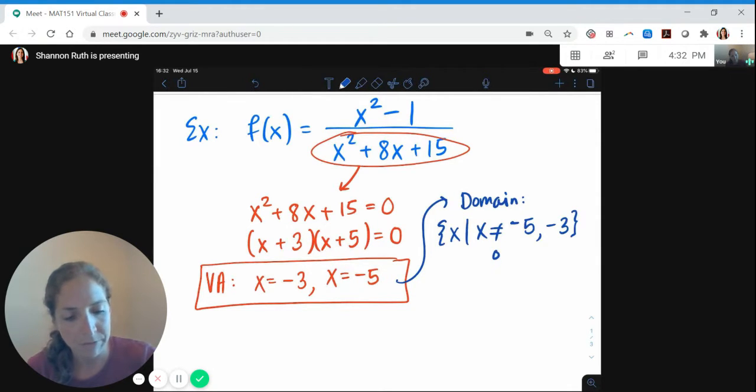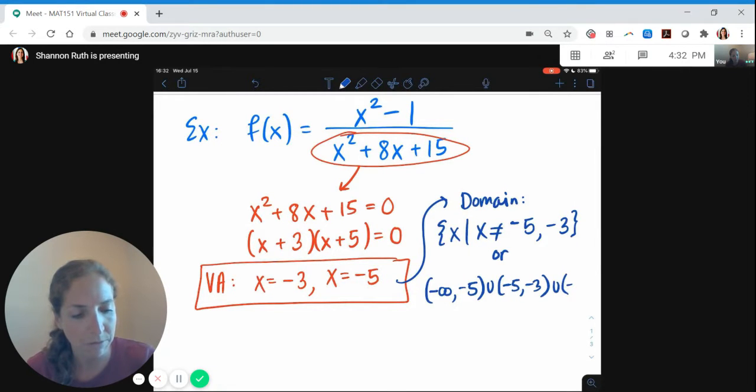And then my interval folks will say -infinity to -5, unioned with -5 to -3, unioned with -3 to infinity. And that would be the domain for that one. So whatever the vertical asymptotes are, the domain is everything but that. So hopefully this is feeling pretty comfortable.